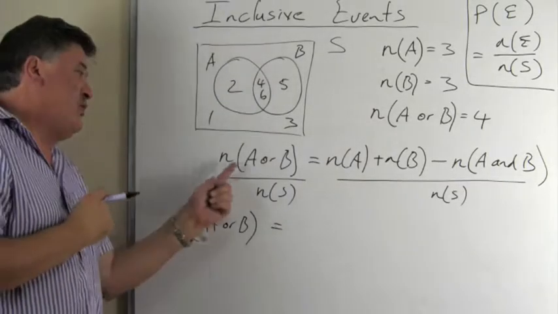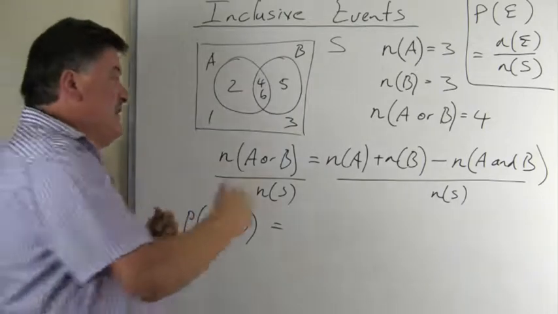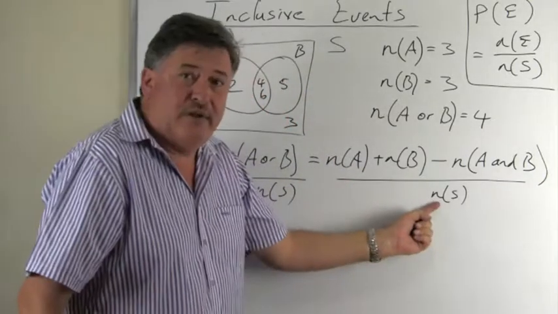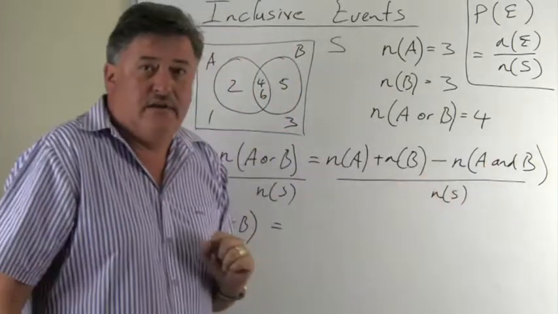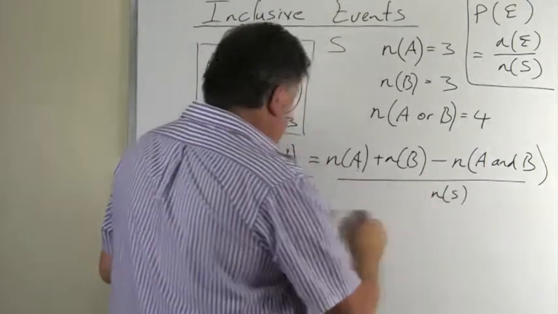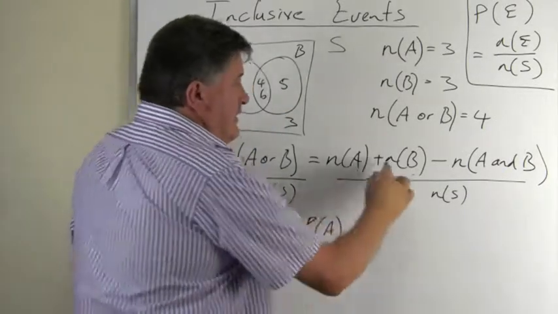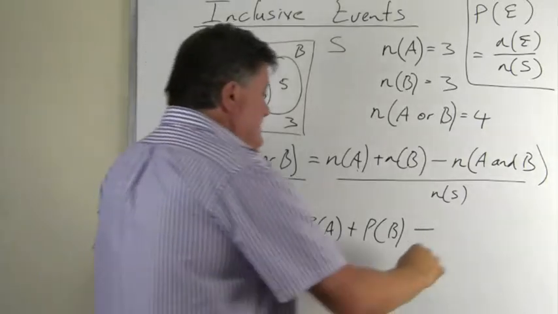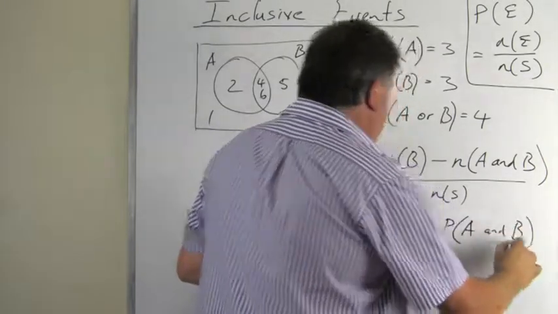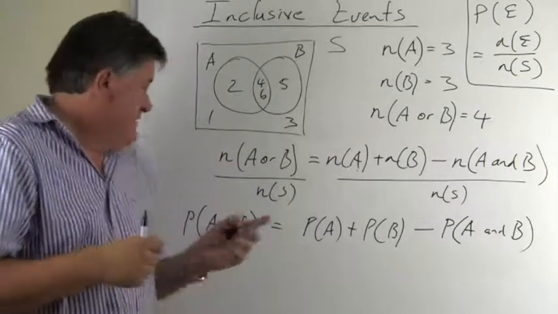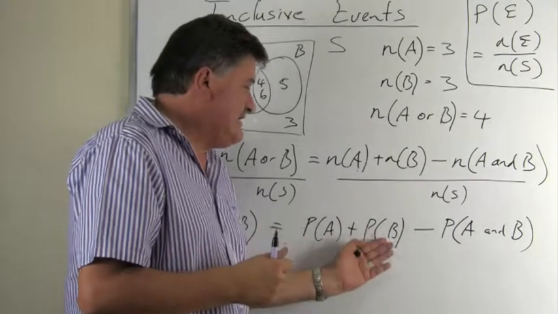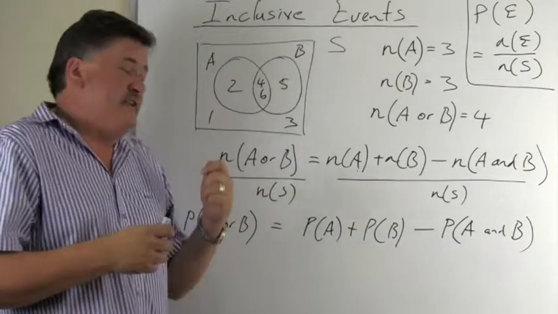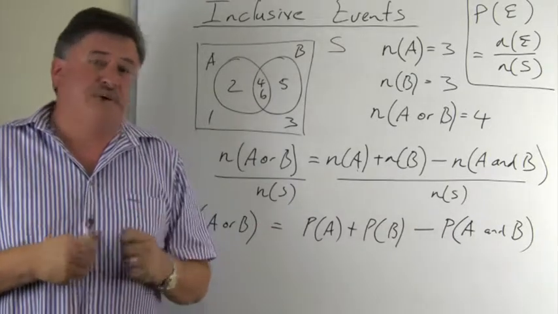Because the P of A or B is equal to the N of A or B divided by the N of S. And now we do it for everyone on the right-hand side as well. Remember, this is a common denominator that belongs to every one of the terms in the numerator. So the N of A over the N of S will be equal to the P of A. The N of B over the N of S will be equal to the P of B, minus the N of A and B over the N of S will be equal to the P of A and B. And this, guys, the P of A or B equal to the P of A plus the P of B minus the P of A and B is what we refer to as the inclusive principle. It's a very, very important principle that you must please remember.